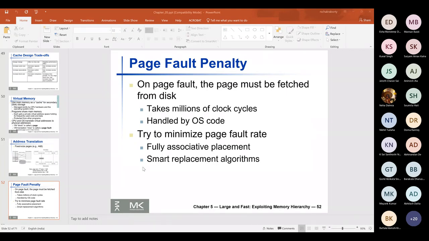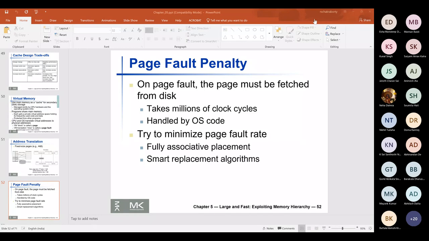Page fault goes to hard drive to access memory. Yes. And cache miss goes to main memory. Okay. Since main memory is faster than hard drive, so we are satisfied with the low rate.